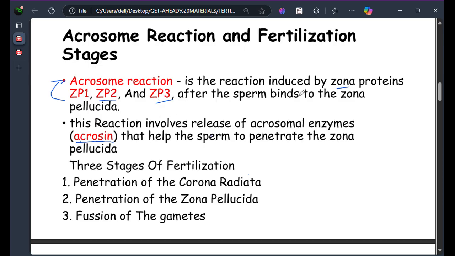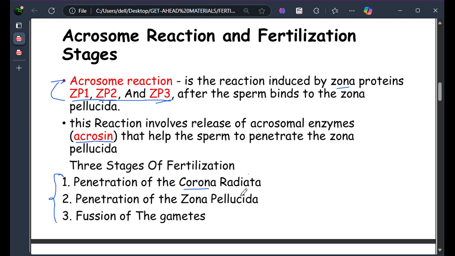It is induced by these zona proteins, ZP1 all the way through ZP3. Once it occurs, the acrosin is released, and then fertilization can start. This fertilization is in three stages. Once the sperm penetrates, you're going to have these three stages occurring. Number one, penetration of the corona radiata.